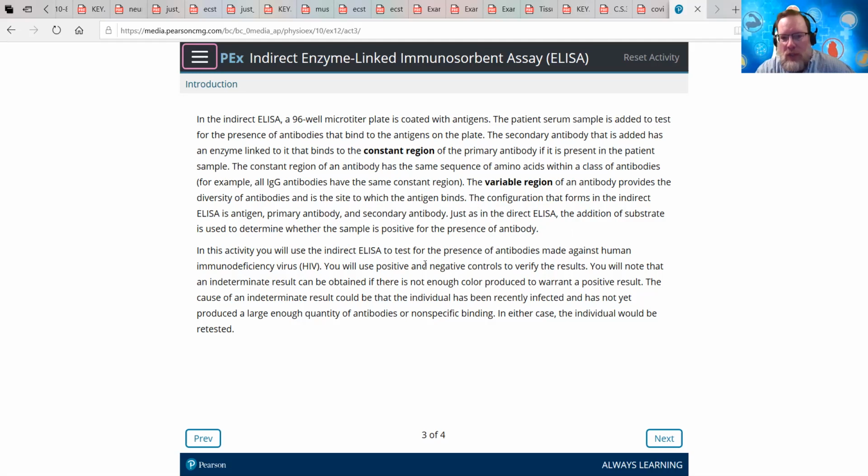So we're going to use indirect ELISA to test for the presence of antibodies made against HIV. So this is a common HIV test. You'll use positive and negative controls to verify the results. Now, we could have indeterminate results. There's a range of indeterminate. When you do have an indeterminate result, it could mean the patient was recently infected and they haven't created enough antibodies yet to be considered positive. So they would get retested.